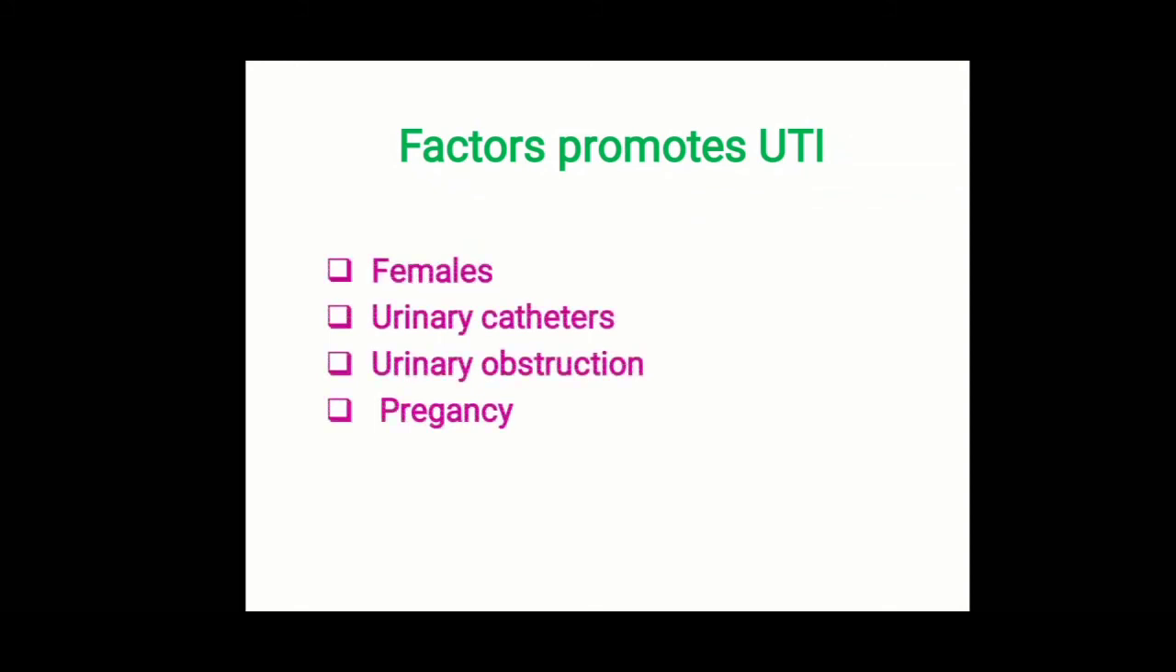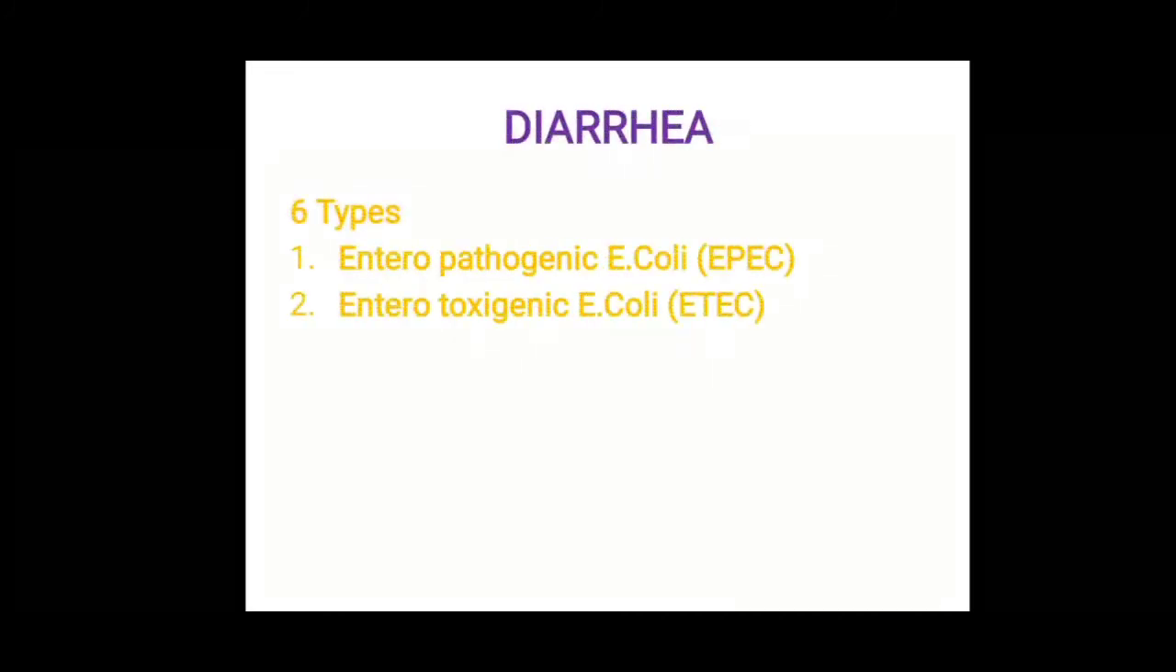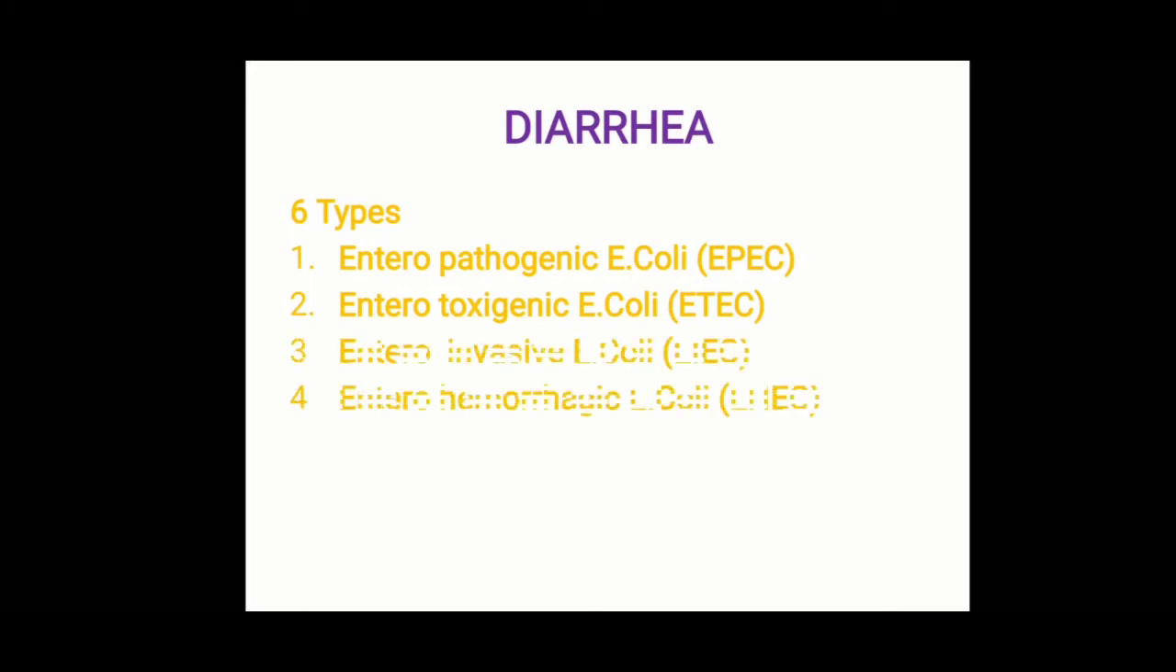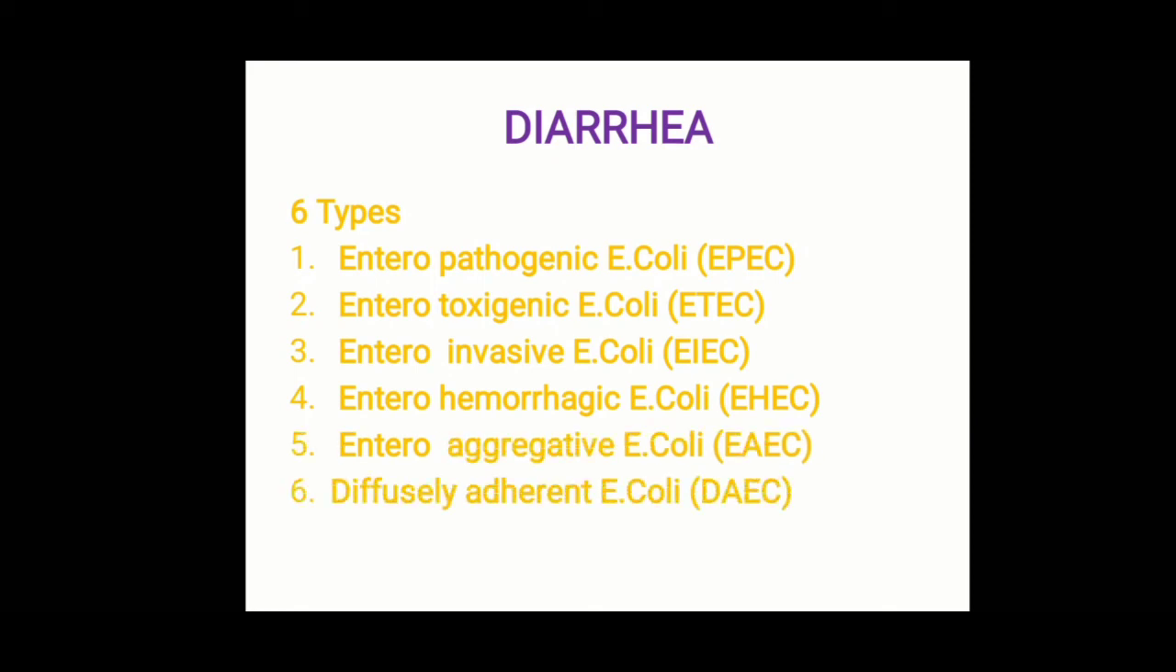The factors which promote UTI: females, urinary catheters, urinary obstruction, and pregnancy. Diarrhea. 6 types of E. coli produce diarrhea: enteropathogenic E. coli, enterotoxigenic E. coli, enteroinvasive E. coli, enterohemorrhagic E. coli, enteroaggregative E. coli, and diffusely adherent E. coli.